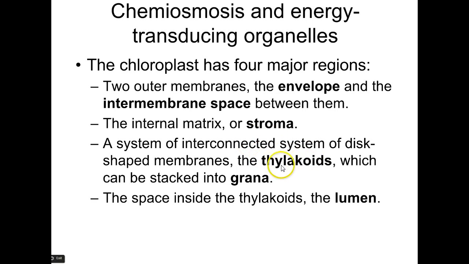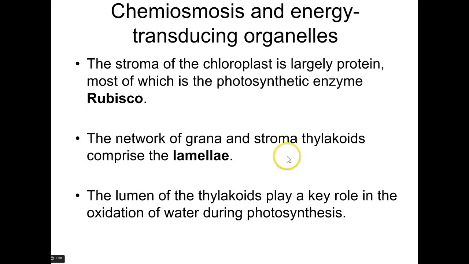You remember these terms that we had? And in the stroma, we have an enzyme we're going to talk about called Rubisco. This is the enzyme that actually grabs CO2 and fixes it into carbohydrate. This is the most common protein in the world. So it is the number one protein in the world. And every leaf is just chock full of Rubisco.